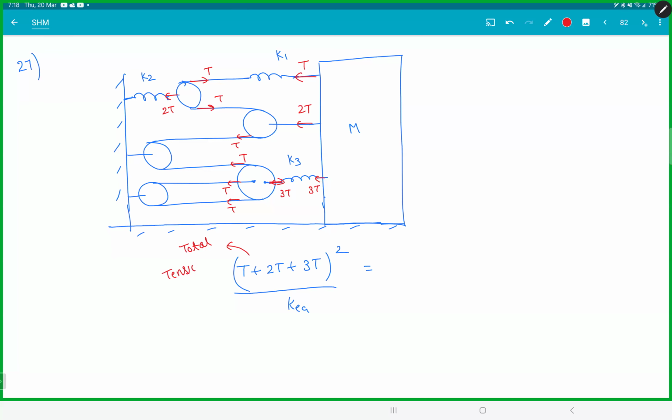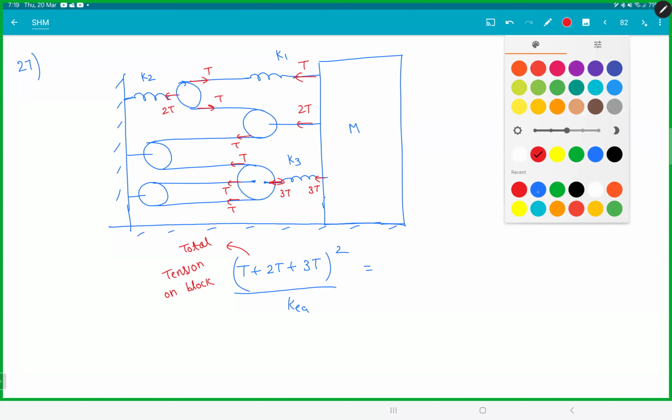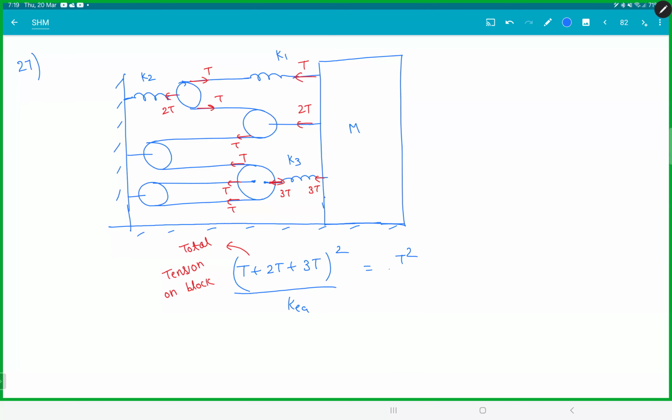In the previous examples I gave, the block is connected to only one string. And this will be T square by K1, 2T square by K2, 3T square by K3. So this will be 36T square by K equivalent, equals 1 by K1, 4 by K2 plus 9 by K3. Substitute to get the time period. That's what is different in this question from the others. There is still one block only, but it is connected to multiple strings.